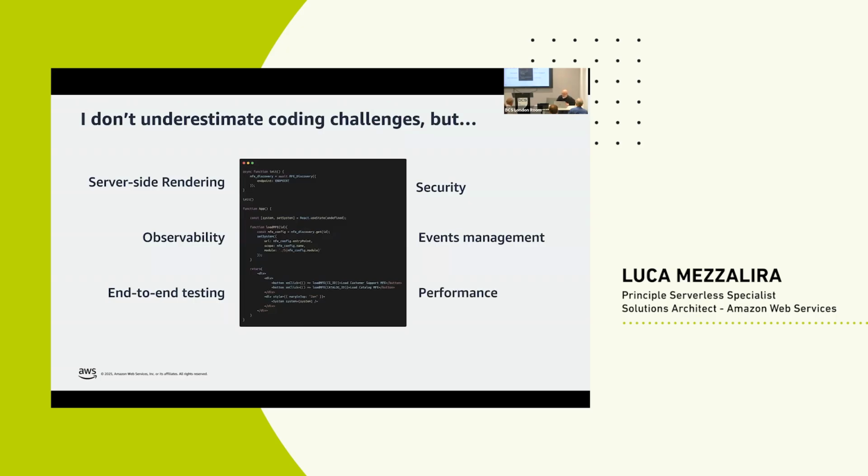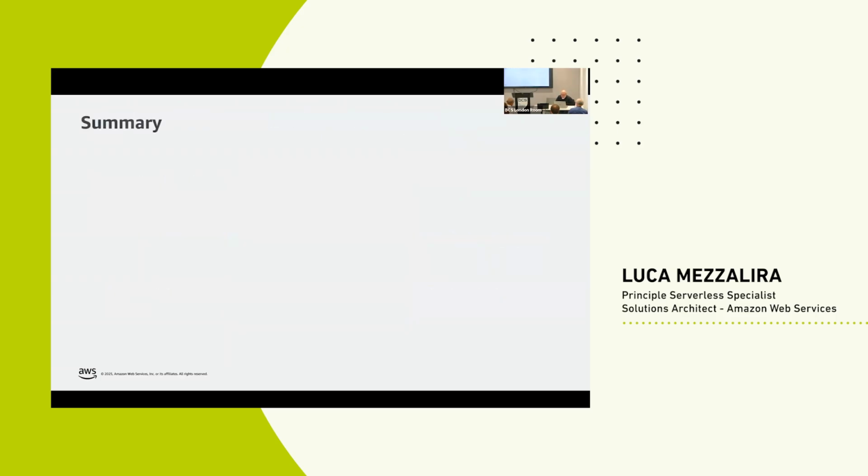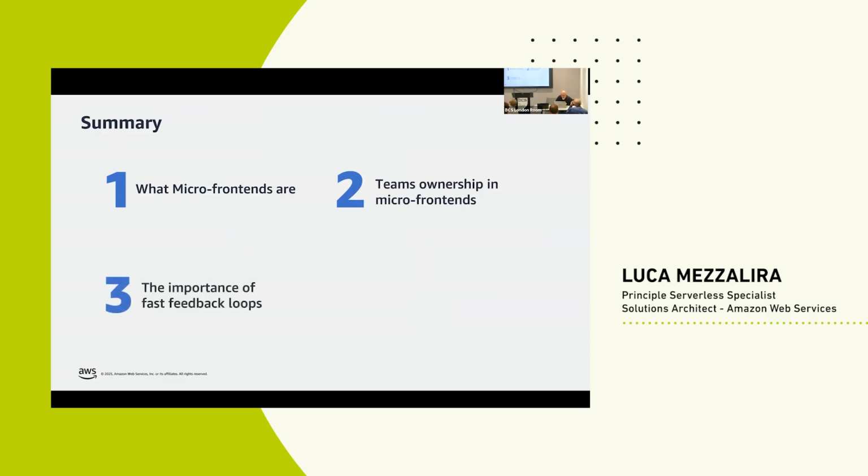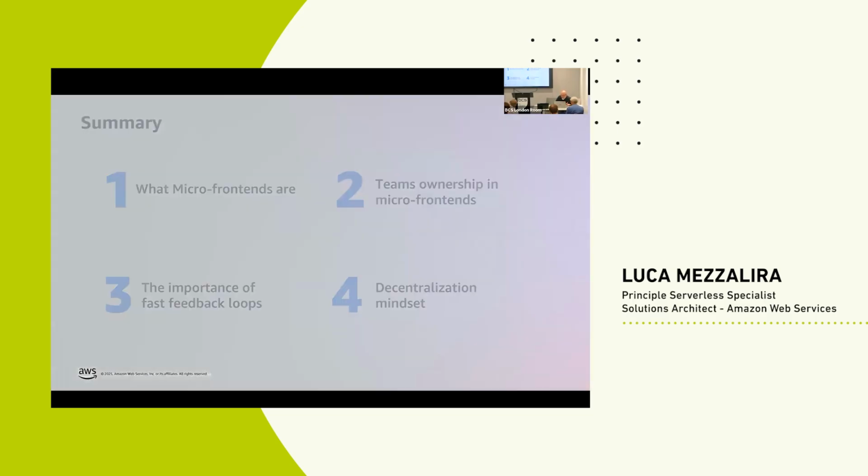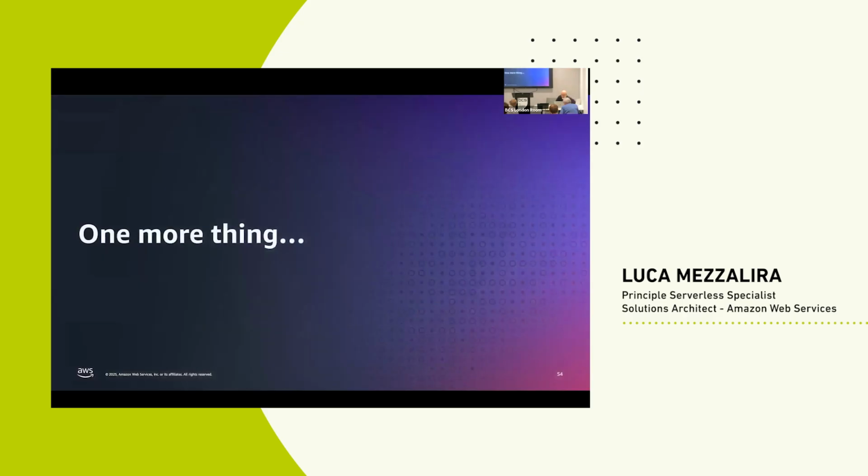And finally, performance is another thing that you can automate, but you need to think about that upfront, because otherwise you might risk having megabytes of JavaScript loaded inside the browser of the user without any value. In summary, we have seen what micro-frontends are, how teams own a micro-frontend or a subdomain, the importance of having a fast feedback loop through guardrails and automation, and finally, embracing this decentralized mindset that is not only technical.